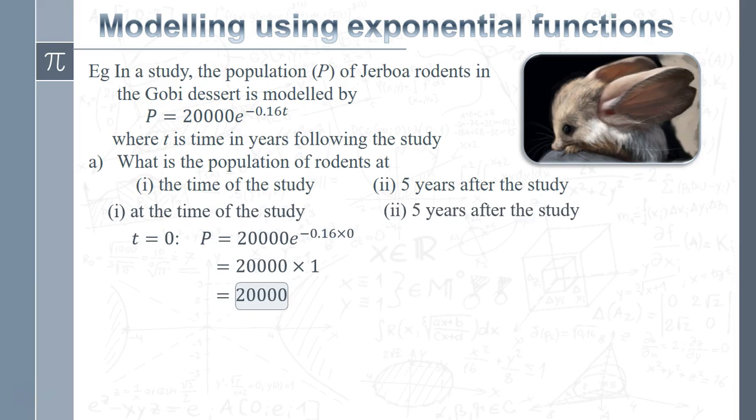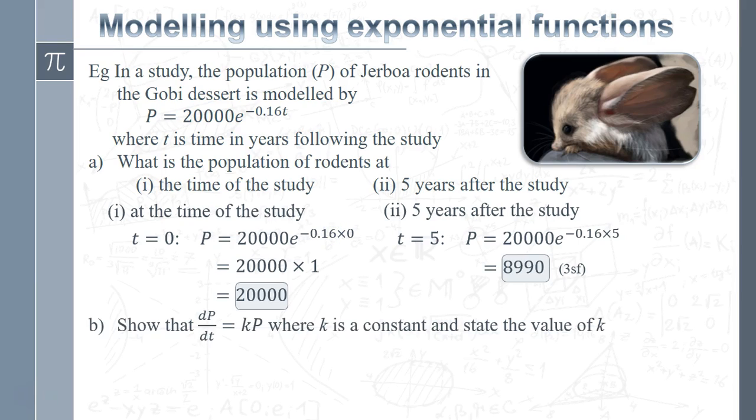Five years after the study, all we're going to do is put the value of t equals 5 into our model. There we go. Then just put the numbers into our calculator using our e button. What we've got there is that the population of rodents after 5 years has now gone down from 20,000 to 8,990. Hopefully that's reasonably straightforward and we're happy with it.